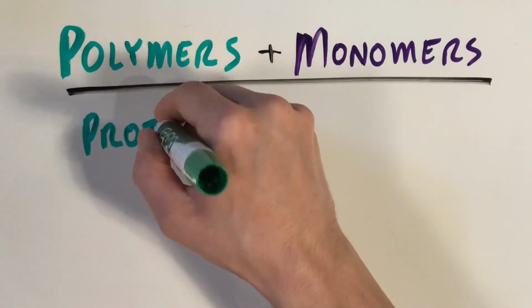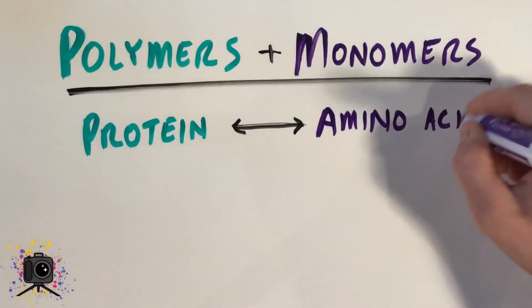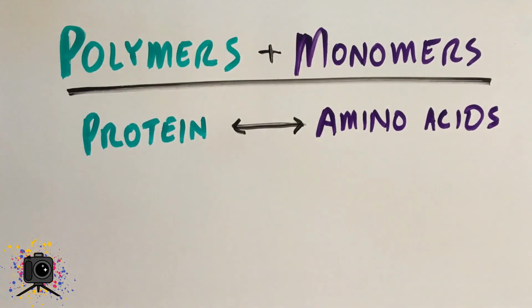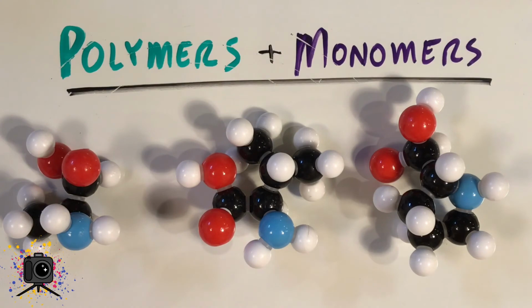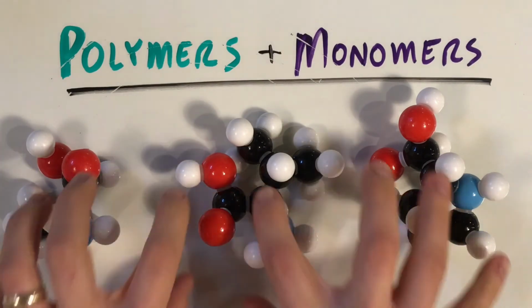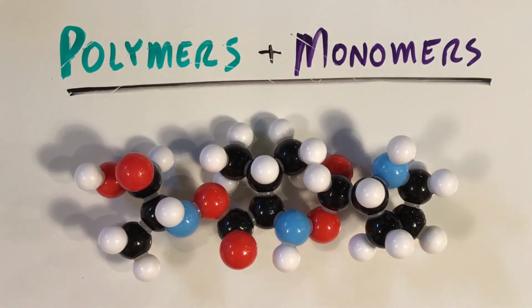One of the most important polymers that cells build is called protein. Protein polymers are built from monomers called amino acids. This is what amino acids look like. The blue atoms are nitrogen. And this is what the protein polymer looks like. Notice that it's just a chain of amino acids.